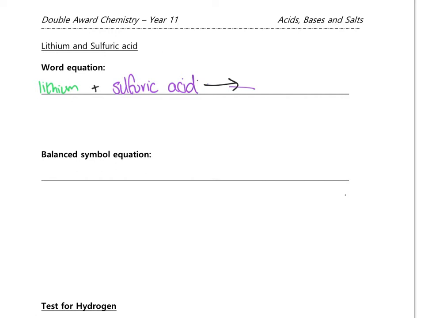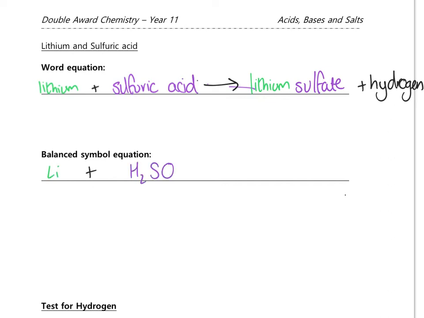Okay, think to your general equation, you're going to get a salt and hydrogen. The name of your salt will be lithium sulfate. Lithium from your metal, sulfate from your acid, plus hydrogen. Always plus hydrogen at the end. Okay, let's convert that to a symbol equation. Lithium is Li, sulfuric acid is H2SO4. You need to be familiar with that formula by now.